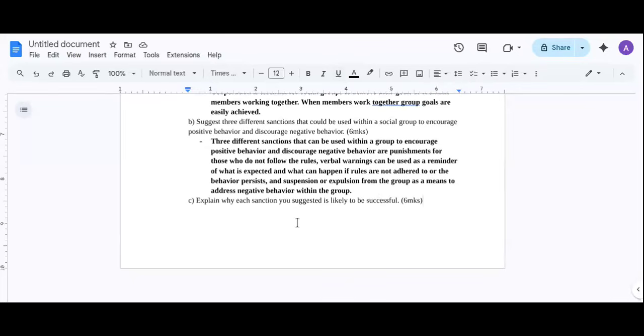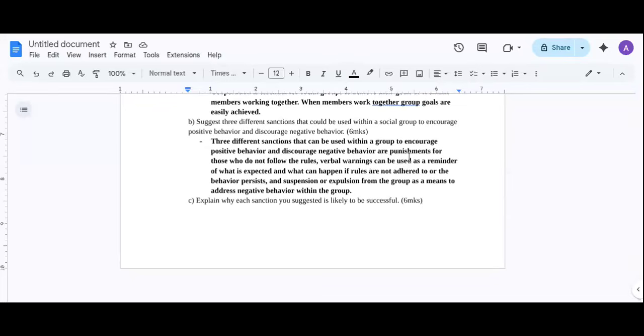So we have here punishments for those who do not follow the rules. Why will that sanction be successful in encouraging positive behavior and discouraging negative behavior? Yes, Lena? Because it allows group members to understand that if they do something wrong, they will get in trouble for it. Very good. Shakila, you will do the next one.